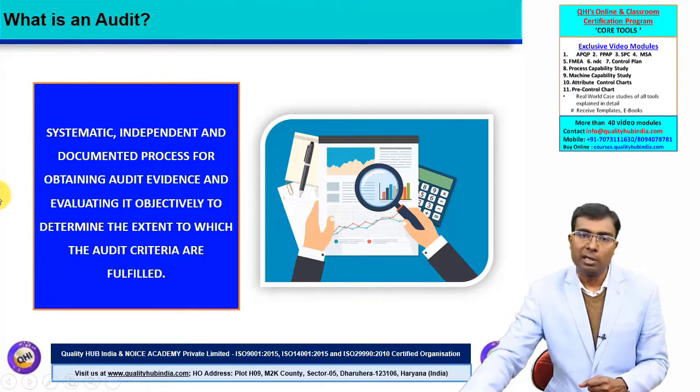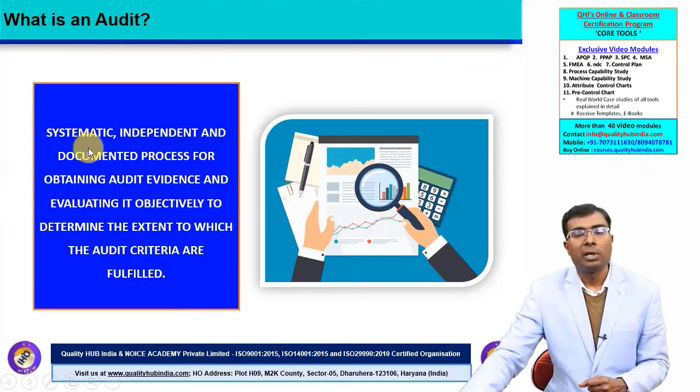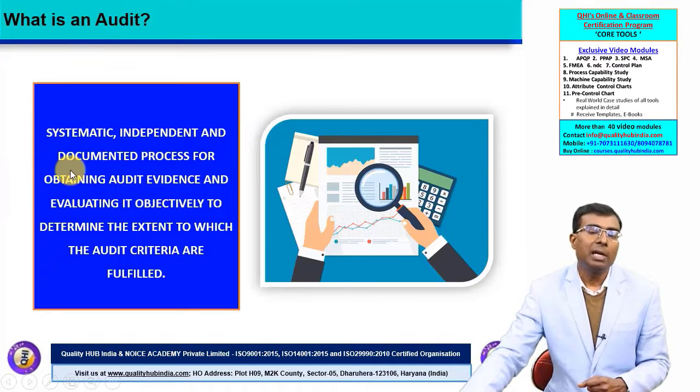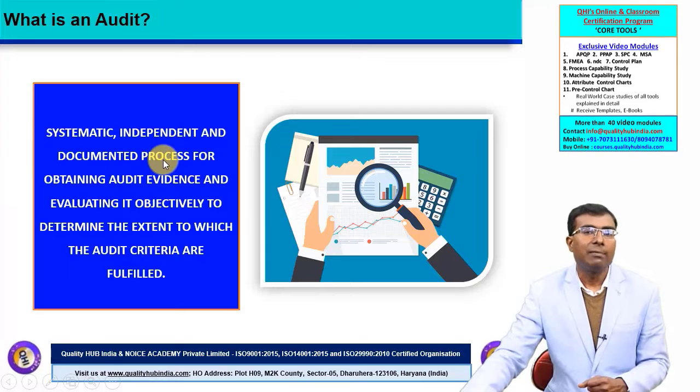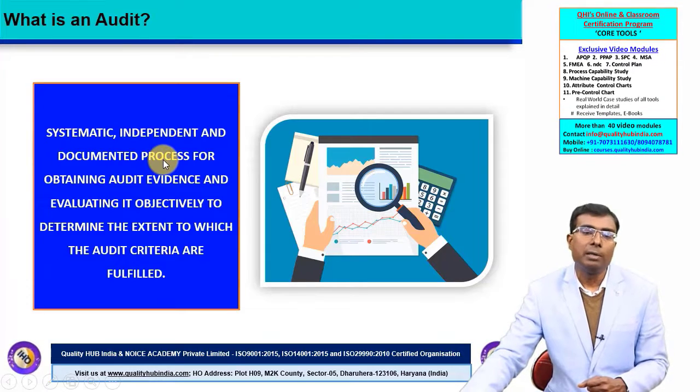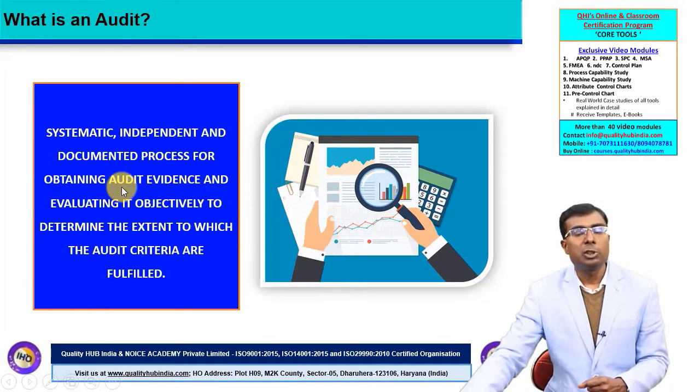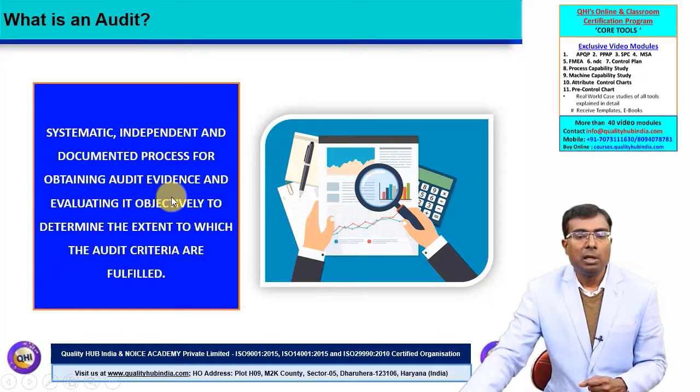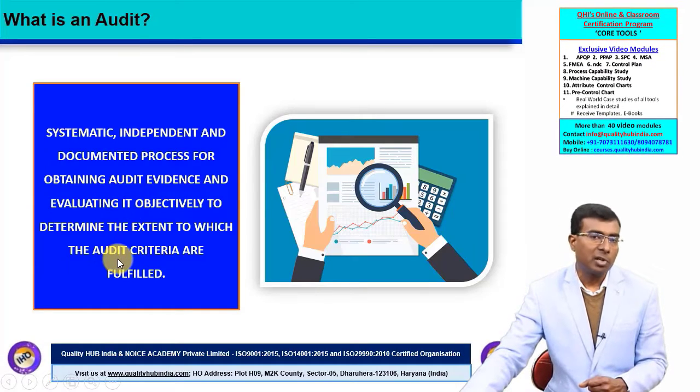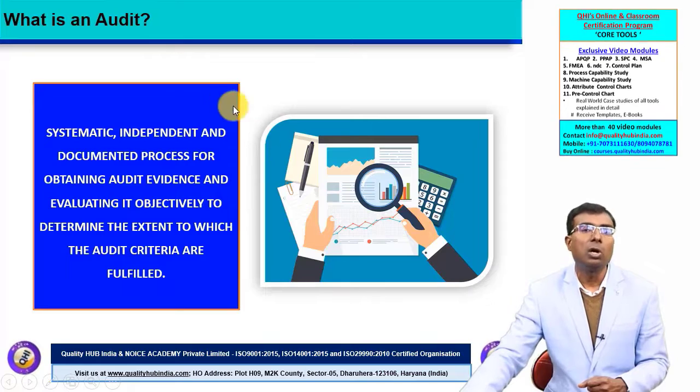And the definition we have already understood. It's very systematic, independent and must have a documented process, which makes life easier for both the auditor and the auditee. The purpose is to obtain audit evidence and verify it against some criteria. That's why this is called audit.